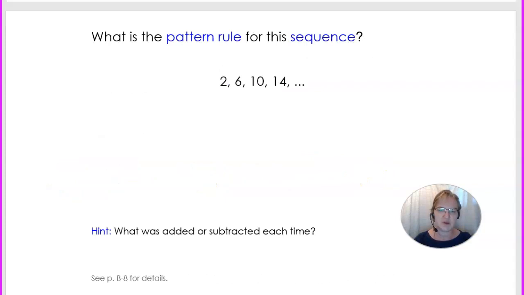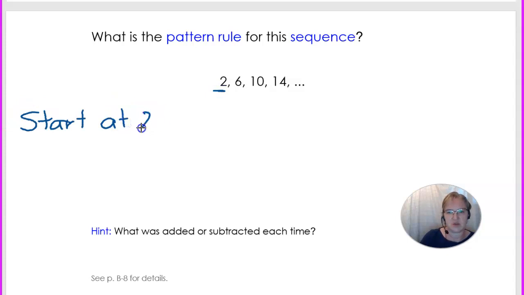Here's another example. So what would the pattern rule be for this sequence? The numbers are 2, 6, 10, 14. As a hint, what was added or subtracted each time? So let's look at 2, 6, 10, 14. It is an increasing sequence, so we know we must have added something. Well, first we know that we started at 2, so let's write that down. Start at 2, and we know it's going up, so we're likely adding. We haven't done any multiplication or division sequences yet, so we can assume that we will add.